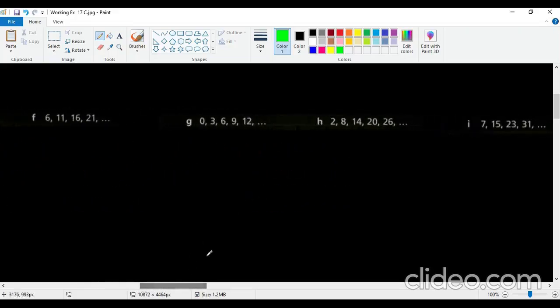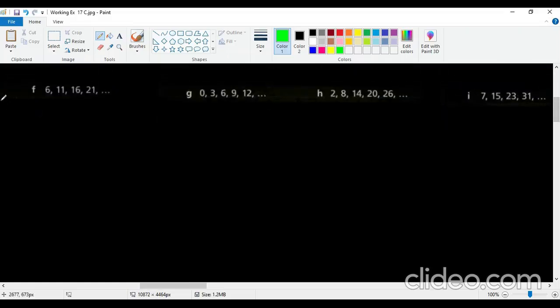Now moving on to question number F. The difference between these is 5. So 5n plus 1 is going to be the term rule. 500 plus 1 is going to be your answer. 501 is the 100th term. Now in question number G, 3 is the difference, 3n, and to make 3 a 0, you need to subtract 3 from it. That means 300 minus 3 is going to be 297, the 100th term of this sequence.